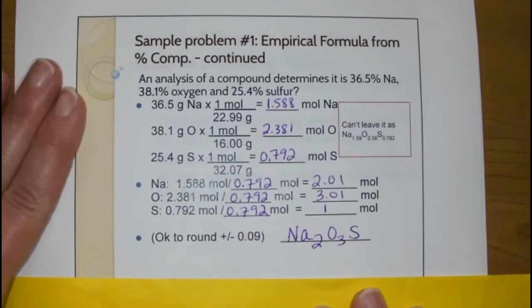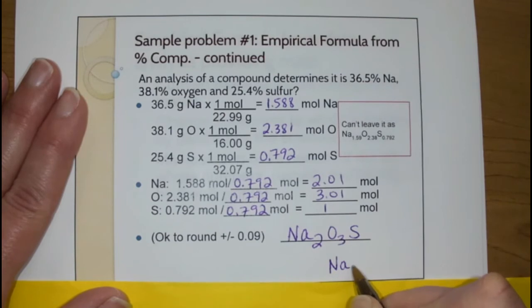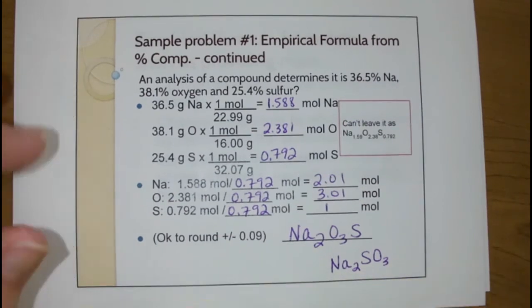Some of you may recognize that this is actually sodium sulfite, so it should be Na2SO3, but that's okay if you didn't notice that. We're just going to write it like that to show the ratio of all the atoms in the compound, and that's perfectly fine.